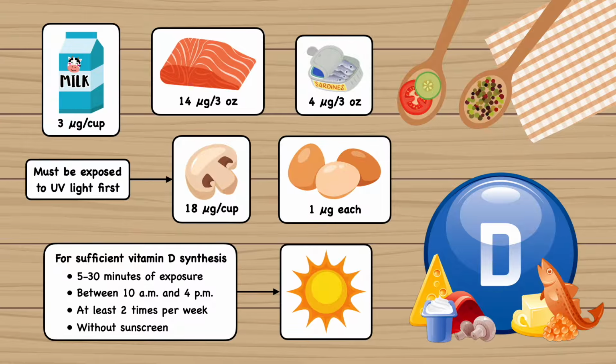Even though the contribution from sunlight is difficult to quantify, for sufficient vitamin D synthesis, a person should aim for 5 to 30 minutes of exposure between 10 a.m. and 4 p.m., at least 2 times per week, without sunscreen. Obviously, the benefits of this exposure must be weighed against the risks, especially those related to skin damage and skin cancer. The third fat-soluble vitamin on our list is vitamin E, and we'll tackle roles, deficiency, and toxicity right here on this slide.